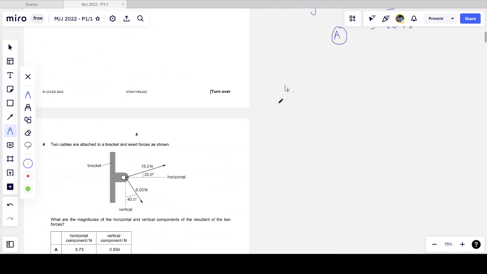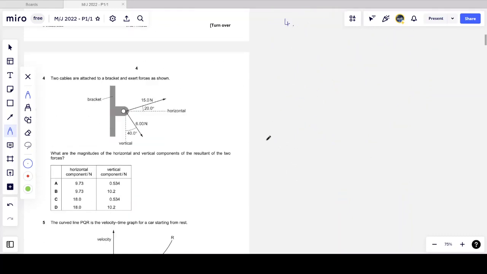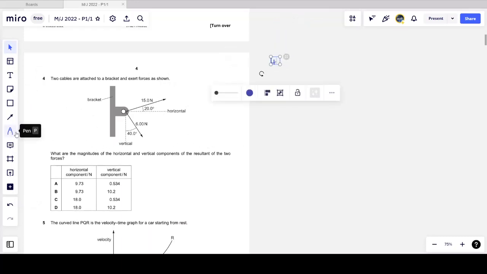Moving on to question 4, we are told that 2 cables are attached to a bracket and exert forces as shown. So we're moving swiftly on to a little bit of dynamics here with forces. We have a bracket, a 15 Newton force at an angle of 20 degrees to the horizontal, a second force of 6 newtons at an angle of 40 degrees to the vertical. What are the magnitudes of the horizontal and vertical components of the resultant of the 2 forces?